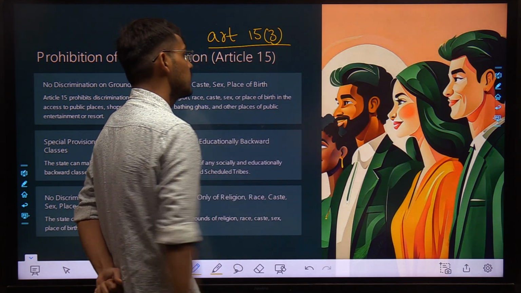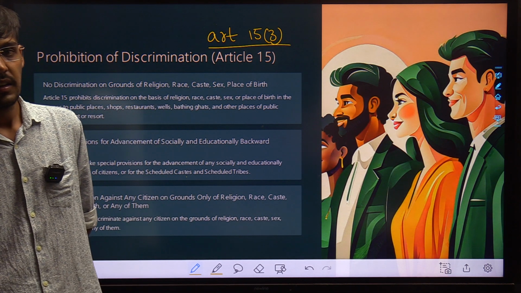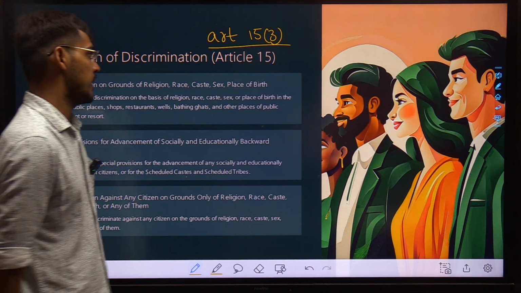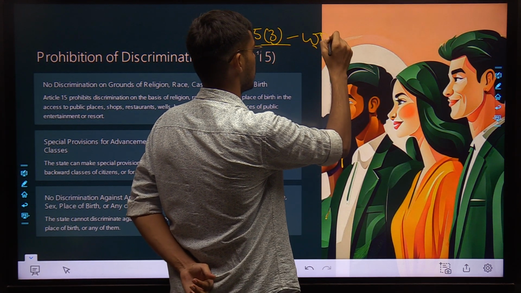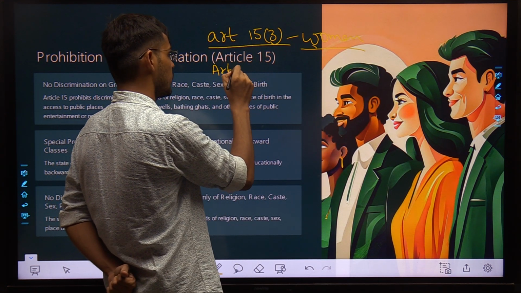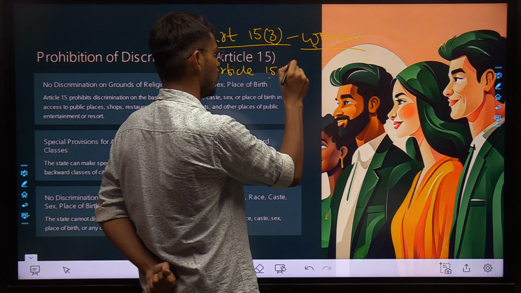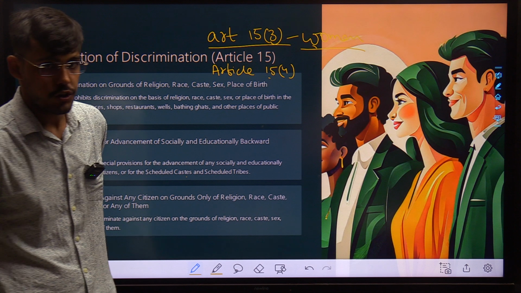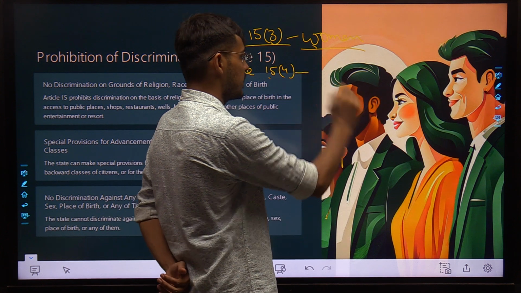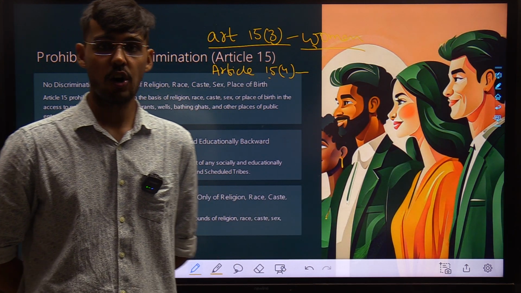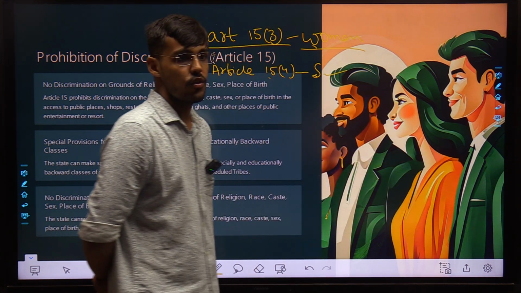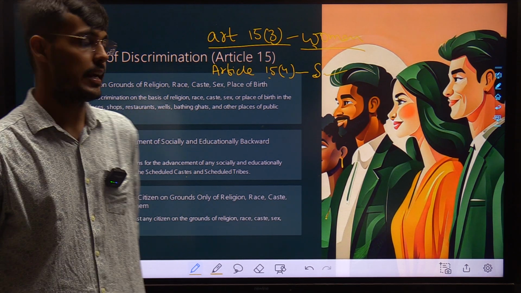Article 15(3) directs the state to take special measures for the protection and upliftment of women. Article 15(4) of the Constitution, which was added by the first constitutional amendment, directs the state to take special provisions for the protection of scheduled caste, scheduled tribe and other weaker sections of the society. So we find the mention of the concept of reservation in these articles.